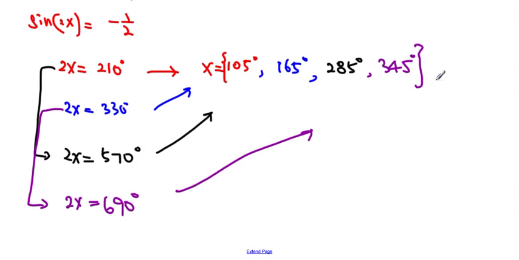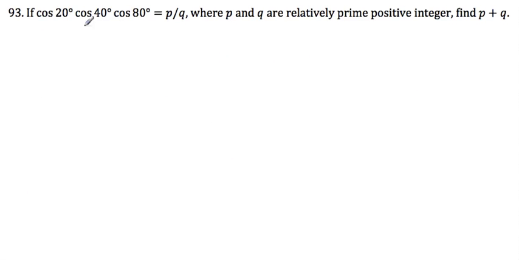Alright, so let us move on to the next question. Number 93. We have cosine of 20, cosine of 40, cosine of 80, and we have to calculate what that is. The first thing that may come to your mind would have been the double angle formula for cosine. Even though that's nice, it can be somewhat messy. Then there's another double angle formula, not for cosine, but for sine.